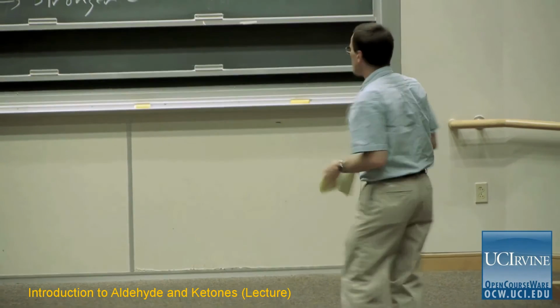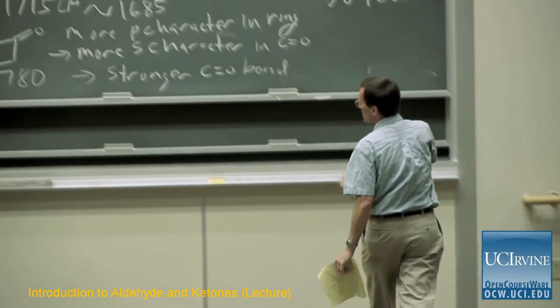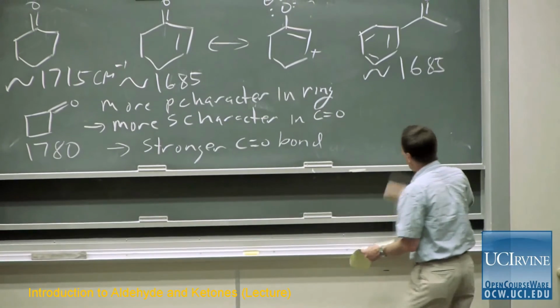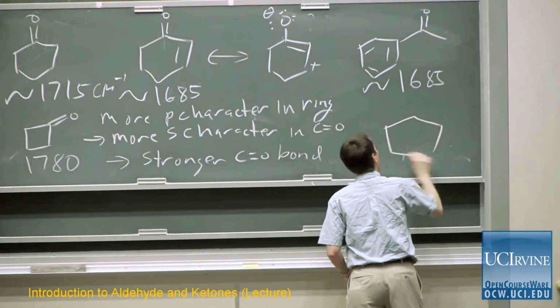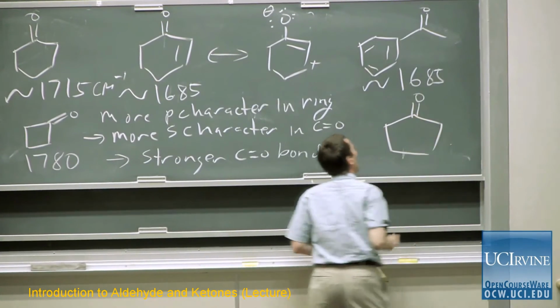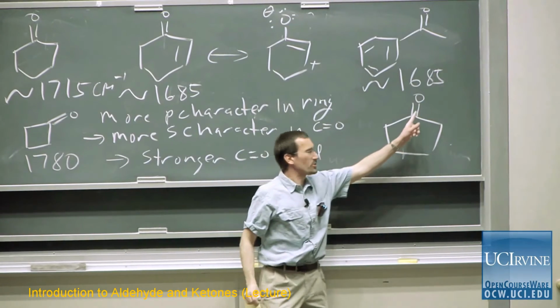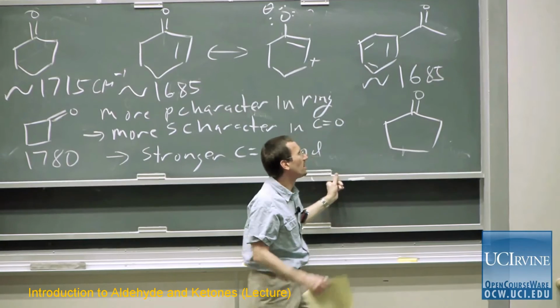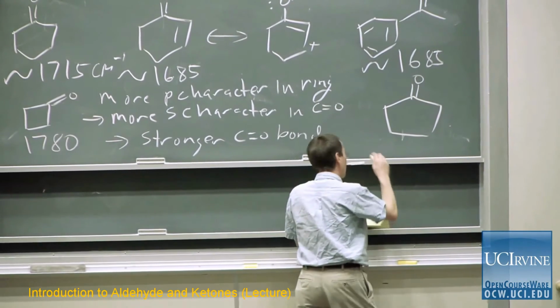And even in a cyclopentanone, you can see this same effect of a stronger CO bond. So for example, when we compare cyclopentanone to cyclohexanone, our carbonyl stretching frequency is still about 30 wave numbers higher. It's at about 1745.